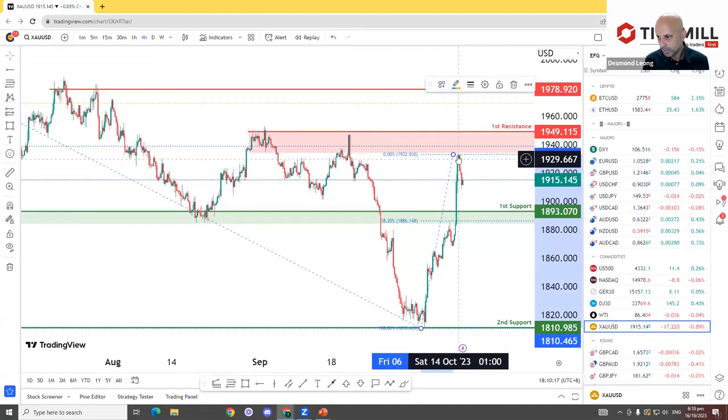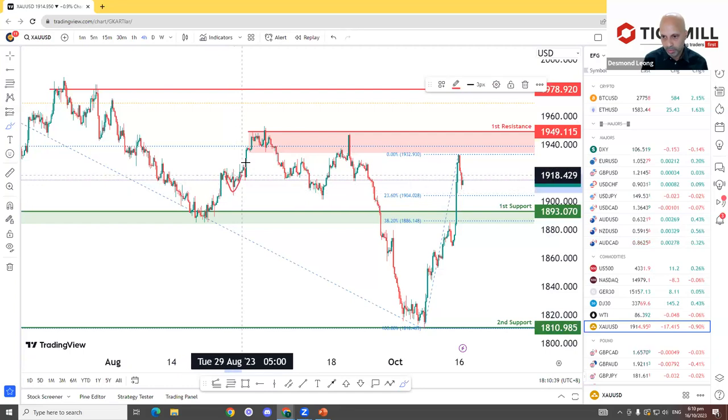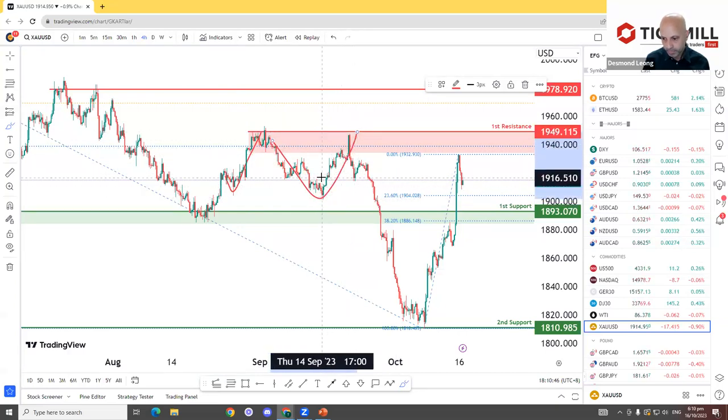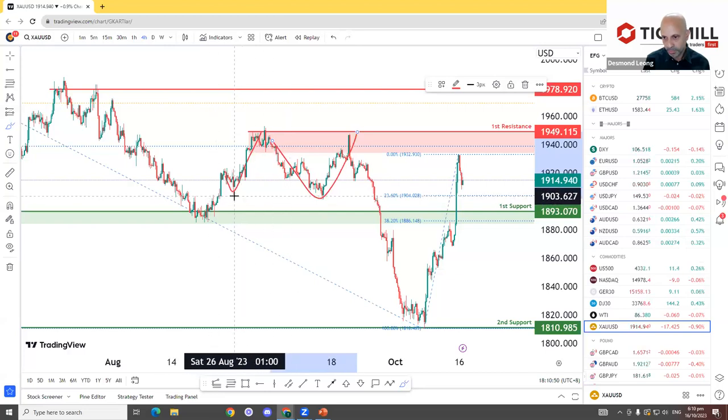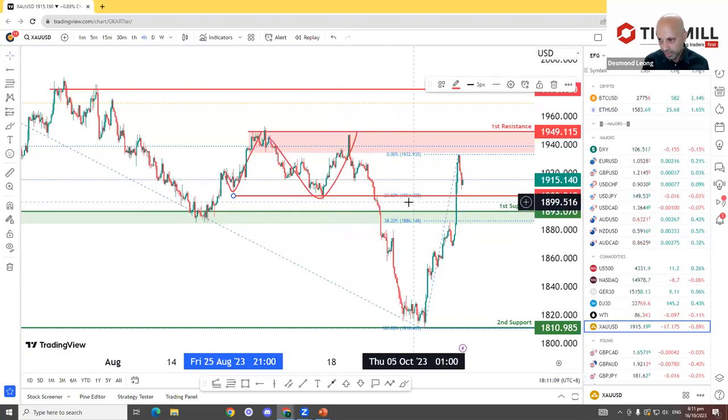Okay, let's see. Since we have this here, let's add in the 23 as well. Maybe perhaps we can use 23 and 38. All right, on the 4-hour time frame, actually, I would use this level here at 1904 rather than 1916. Why is that the case? Because we can see price making a pretty significant bounce here back on 25th of August, and of course, another significant bounce here back on 14th of September. This level forms a nice pullback level, 1903 or 1904, which lines up very well with the 23.6% Fibonacci retracement. So instead of 1916, I'm more inclined to use 1903 as a pullback support.